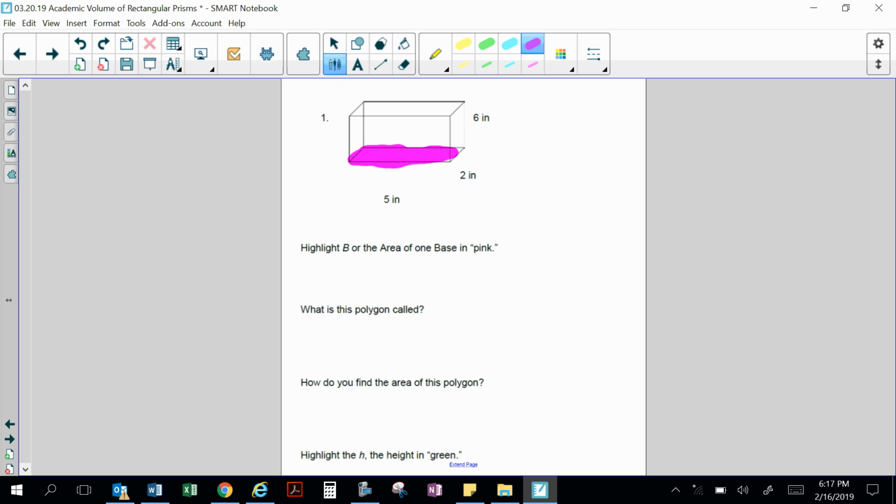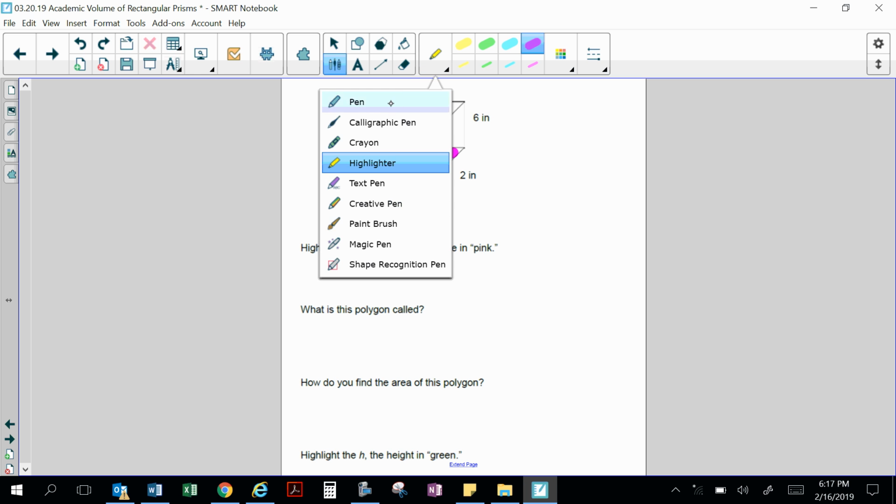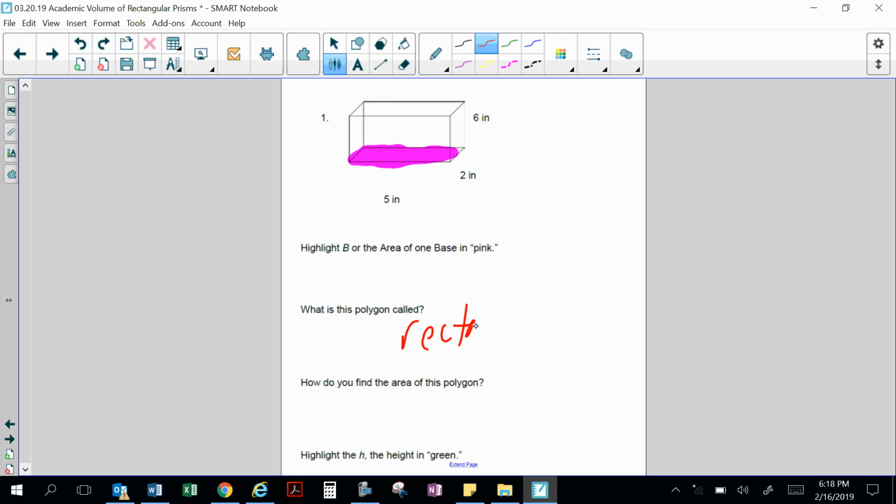What is this polygon called? It is called a rectangle. How do you find the area of this rectangle? So this is called a rectangle. How do you find the area? You multiply base times height, or length times width.